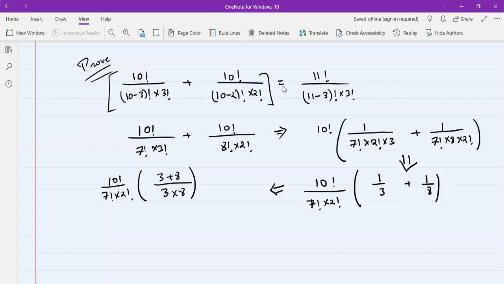Okay? Why? Let's see. Now, if you observe, we will get 10 factorial into 11 divided by 7 factorial into 8 into 2 factorial into 3. Now tell me, can you see something? Tell me everyone, can you see something?